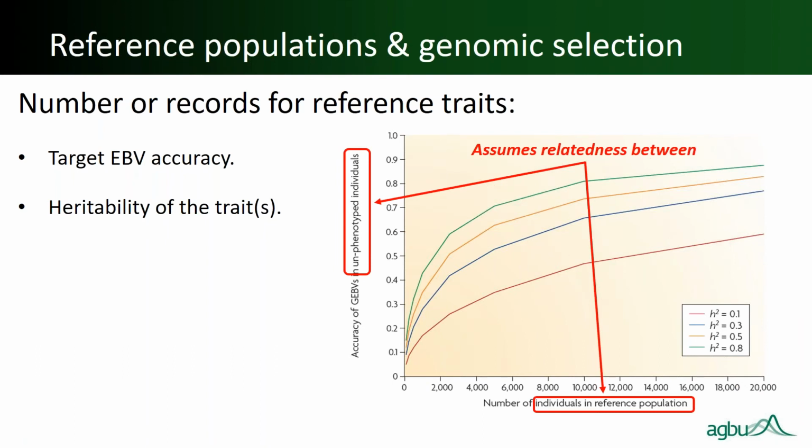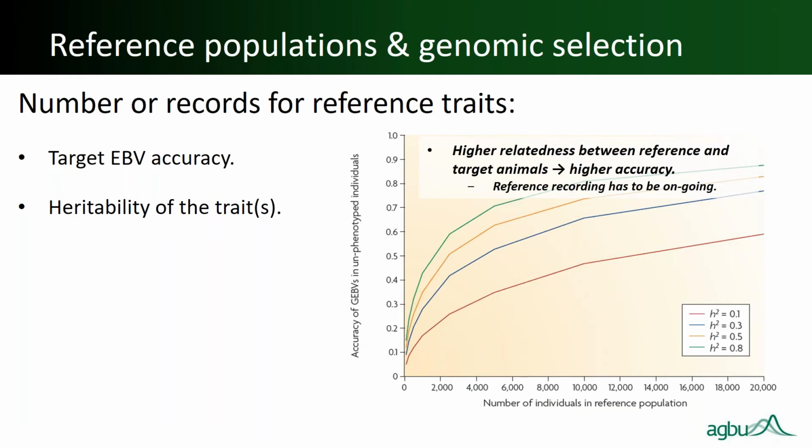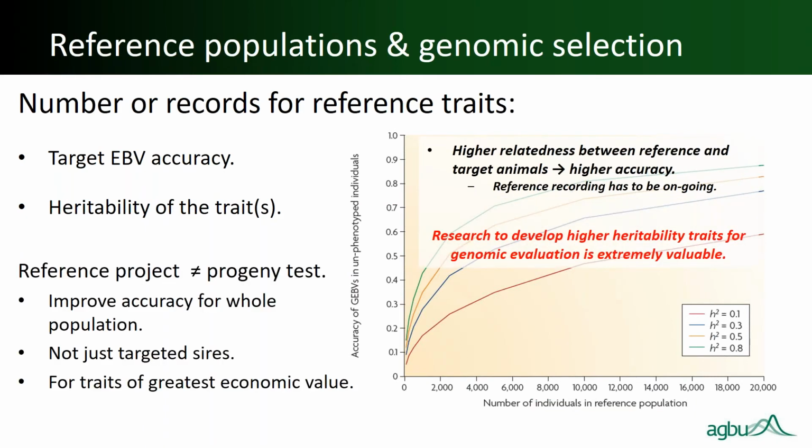An important component of this is that if this is going to work, we need to have some level of relatedness between the animals in the reference and the animals that are being recorded. And I think it's important to point out that any research done to develop higher heritability traits will allow us to record fewer animals in the reference.